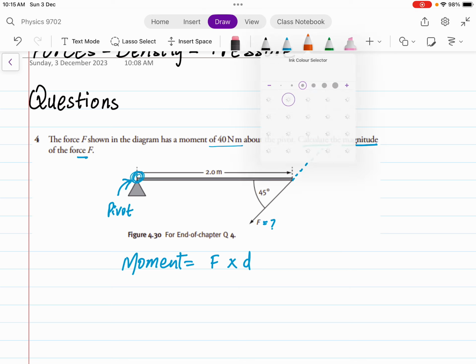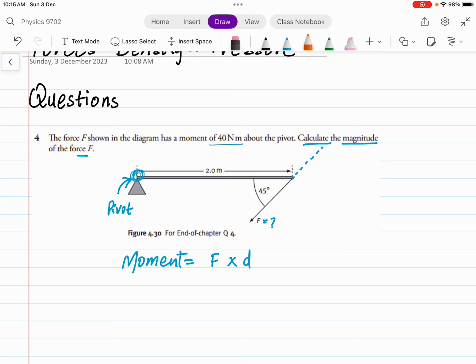So what I'll do next is I'll just resolve this force F into two components. One would be this component, and the other one would be this horizontal component. So F has two components. The component along the angle is cos theta, so this is F cos 45, and the force opposite to the other one is F sine theta, so it's F sine 45.